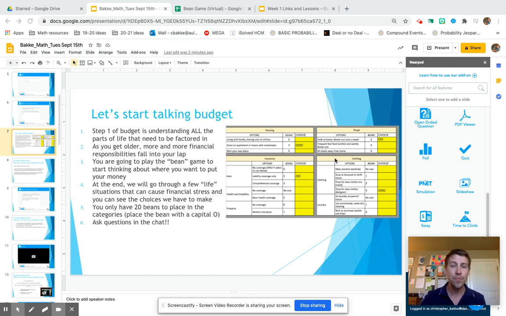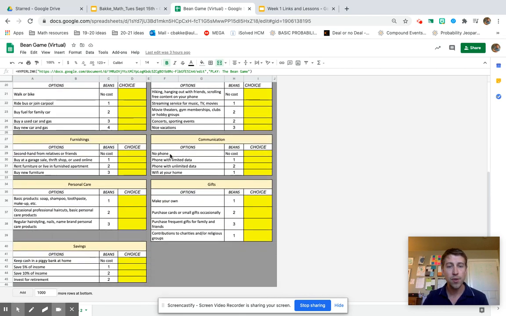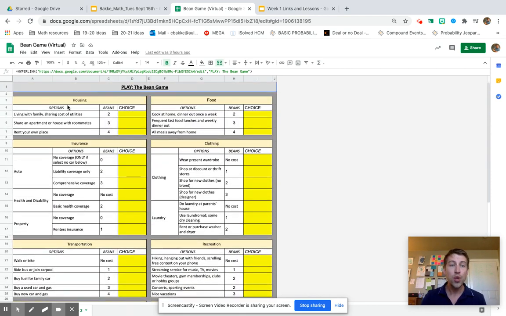So once we get here, you're going to go over to the Bean game. We're going to go over to that spreadsheet that you should already have opened, and you're going to see all these different categories, okay? Now, you are going to pretend that you have 20 beans to spend on your life. Those 20 beans represent a paycheck. Usually in person, I actually use beans. That's why I keep saying the word bean, so I apologize. But you only have 20 to spread around to actually buy the things that you want in your life.